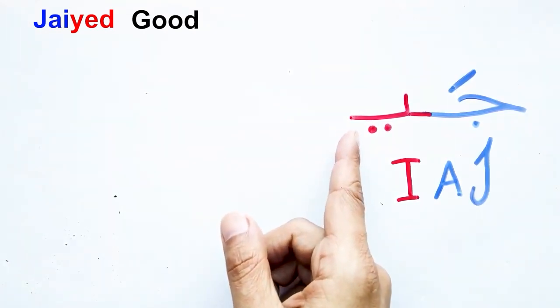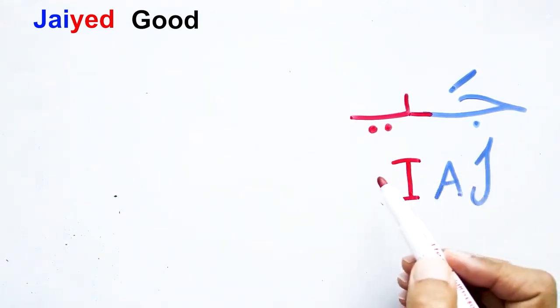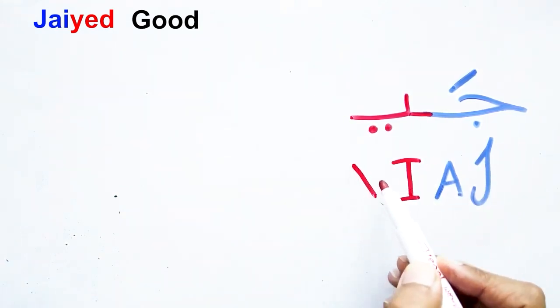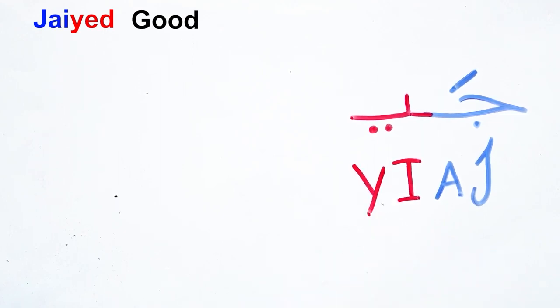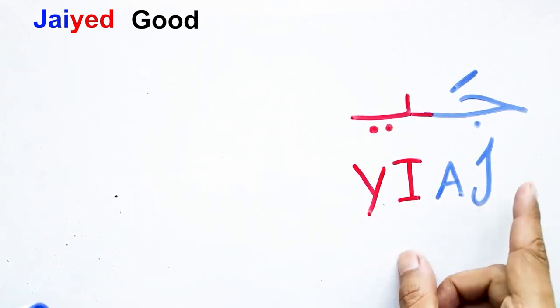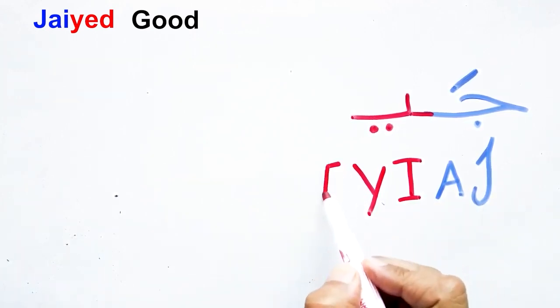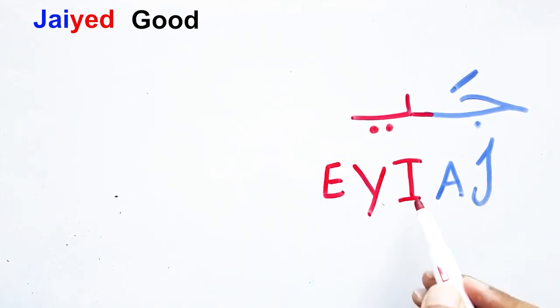We are gonna repeat the pronunciation of this letter. So the next one that I'm gonna pronounce, it will sound like Y in English. So I say Jayyid, Jayyid, and then I have the sound of E after the Y. So I say J, Y, J, Y.